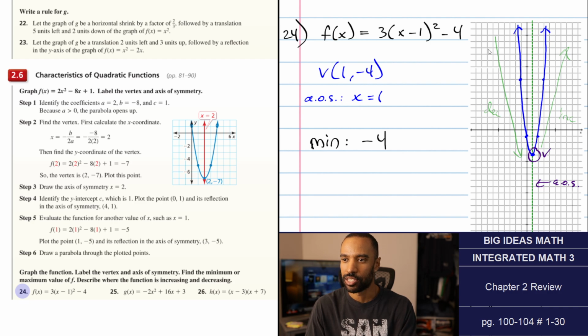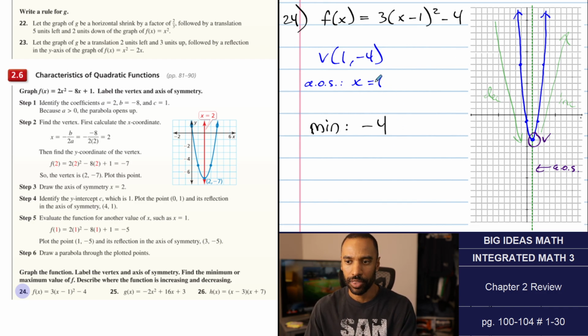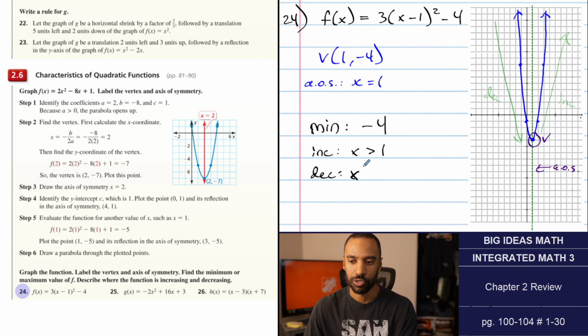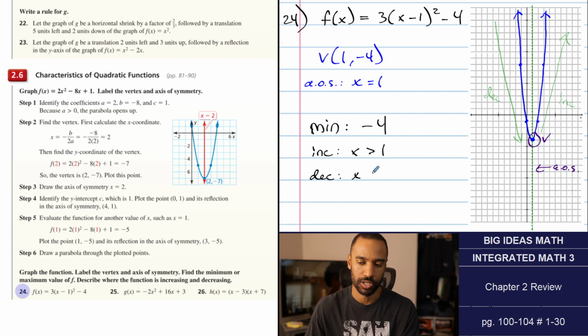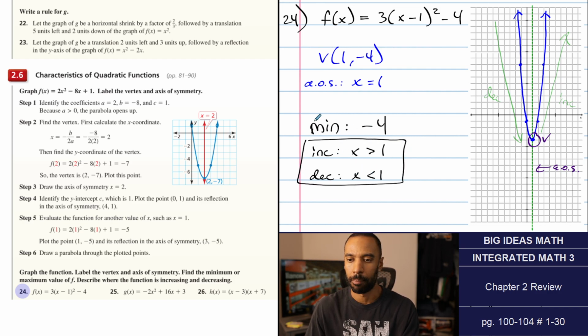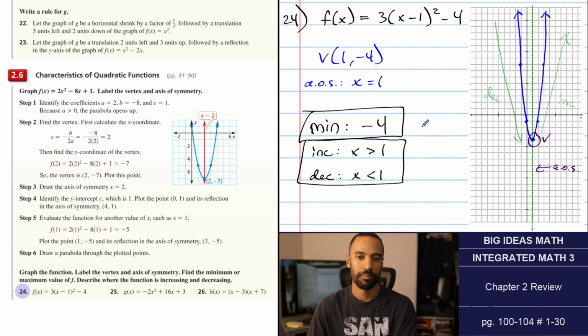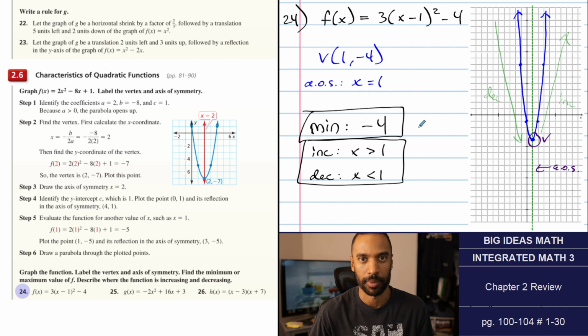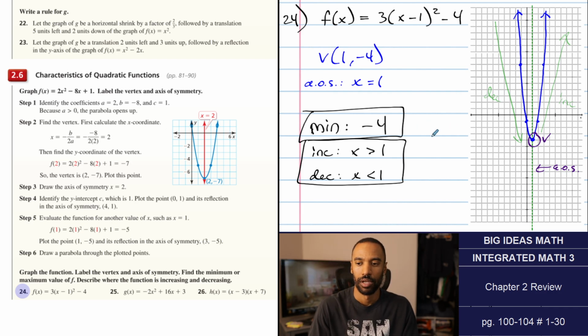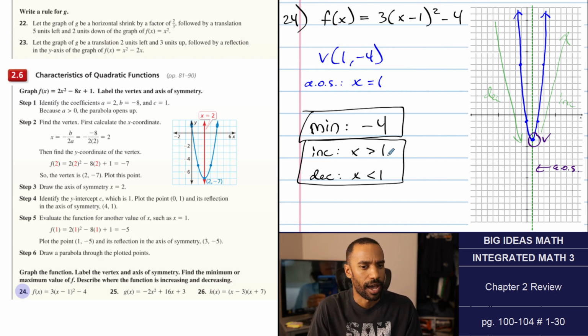So it's increasing when x is greater than 1, the axis of symmetry, and it's decreasing when x is less than 1. They might say those in words. They might say it's decreasing to the left of x equals 1 and it's increasing to the right of x equals 1. I think this is probably a better way to say what you're doing because this is more common to what you'd be doing in calc classes and stuff like that. You might also use what's called interval notation, which is not what I did there. Anyway, that is everything I had to do for that problem.